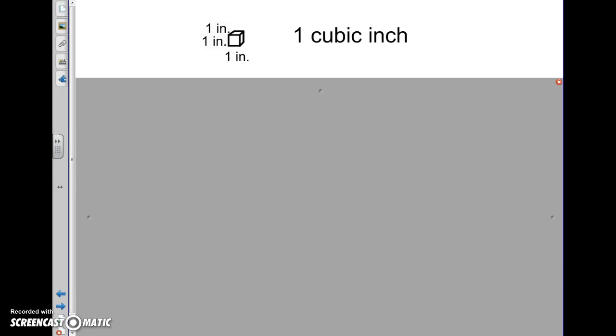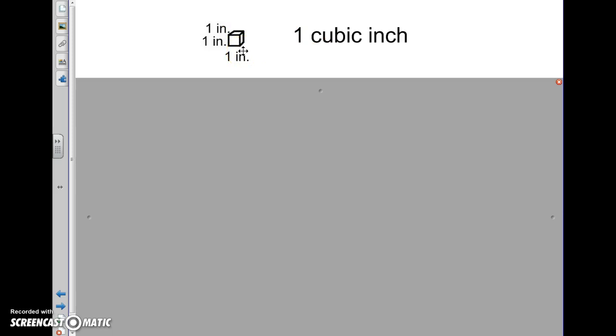So just want to have a visualization and thinking about what exactly is 1 cubic inch, or an inch cubed. It's the shape of a cube, and the dimensions are 1 inch by 1 inch by 1 inch. A length and width of 1 inch and a height of 1 inch. And of course, 1 times 1 times 1 is 1. So that's what a cubic inch looks like.